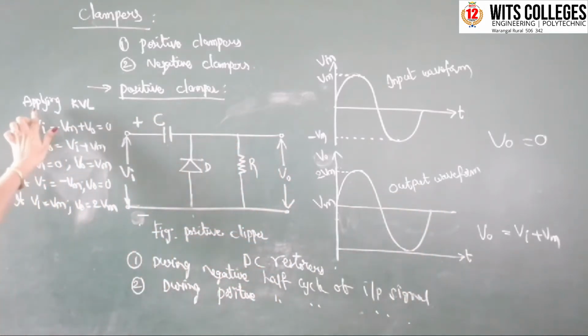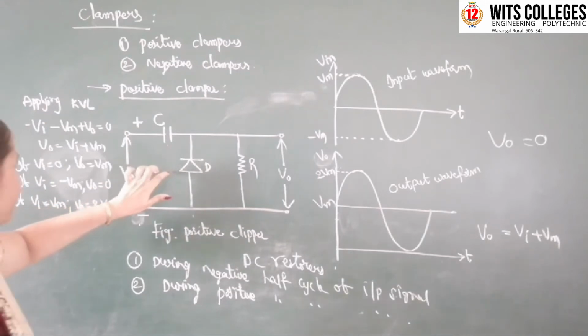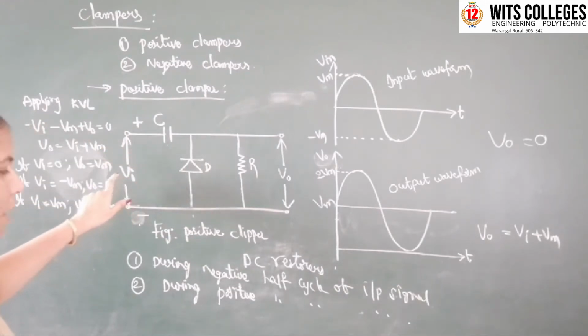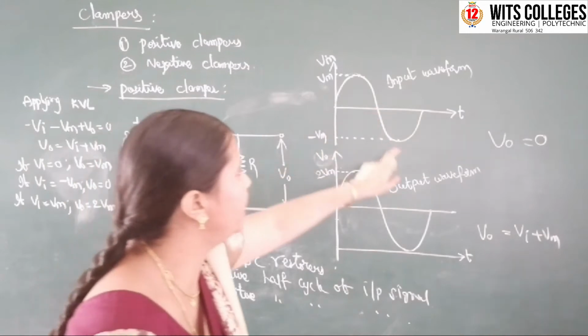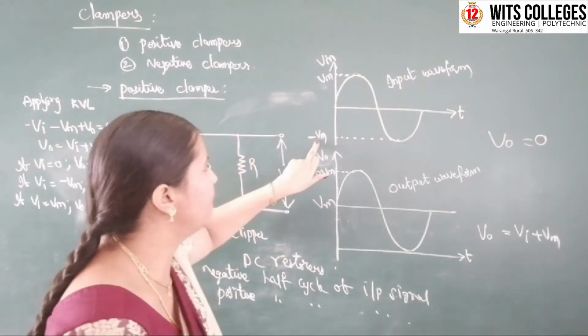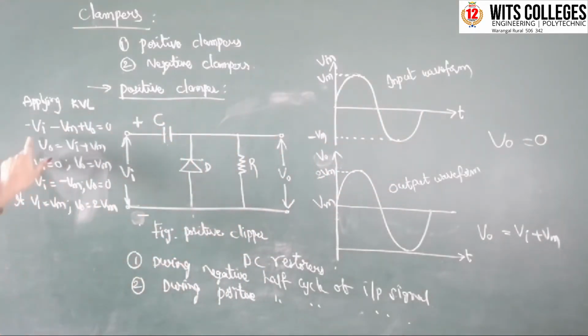Applying Kirchhoff's voltage law to this circuit, during the negative half cycle we have minus Vi and minus Vm, the maximum voltage. So minus Vi minus Vm plus V0 equals 0, and in this equation V0 equals Vi plus Vm. If Vi equals 0 and you substitute it in this equation, V0 equals Vm. If Vi equals minus Vm, what?